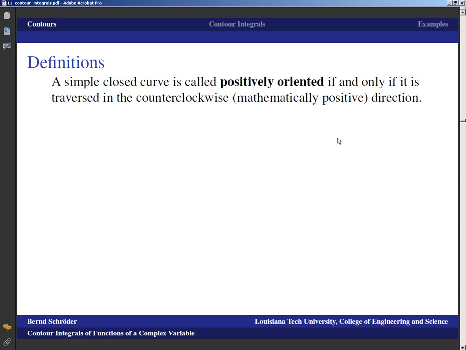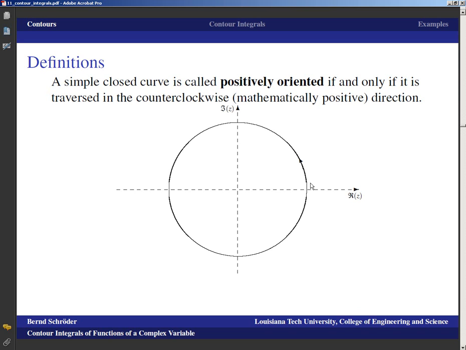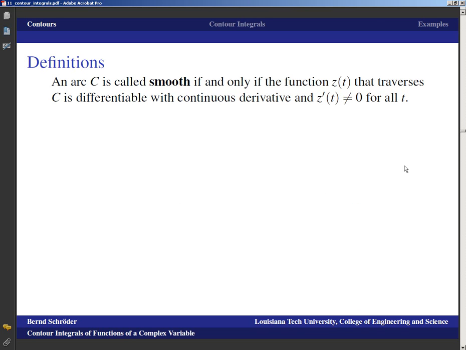A simple closed curve is called positively oriented if and only if it is traversed in the counterclockwise direction, which is the mathematical positive direction. So that would be something where we go around the arc in this fashion. Since we've got a parameter t that grows, there really is a direction always associated with the curve, and the counterclockwise direction in which we traverse the curve is the mathematically positive direction.